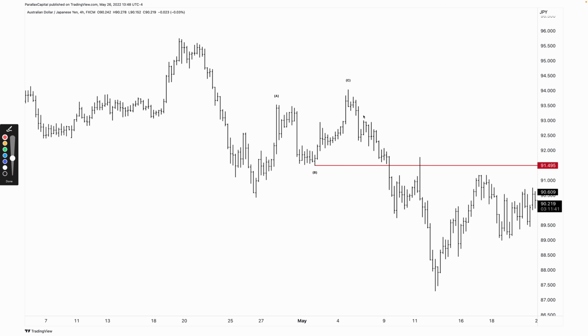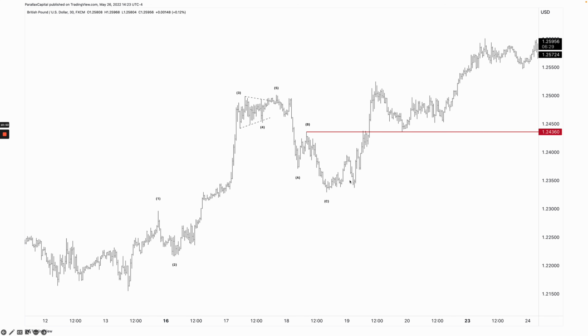Now you can see that we're not getting that kind of tight entry that we saw in the previous examples, which means you are going to give up a little bit of the potential reward or the potential upside on this trade. Now here's an example on the British pound US dollar currency pair, on cable.